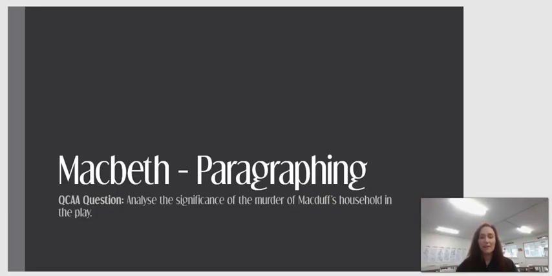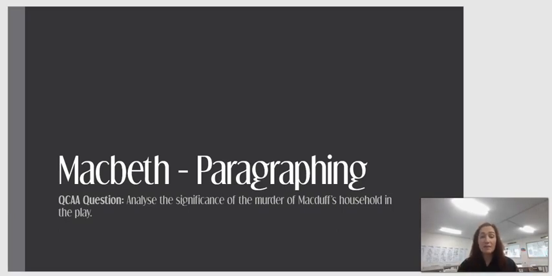Hi, we are here looking at how to do a paragraph for Macbeth. So I'm going to give you an example from QCAA in terms of their question. It was: analyze the significance of the murder of Macduff's household in the play. So let's have a look at their thesis, because you can't write a good paragraph without knowing what your thesis is. And then we'll break down their paragraph and then I'll give you a structure that I recommend.